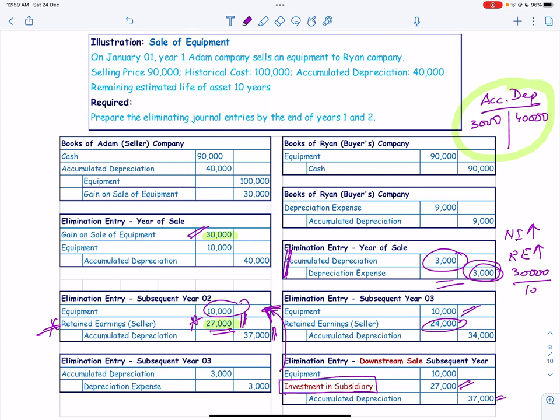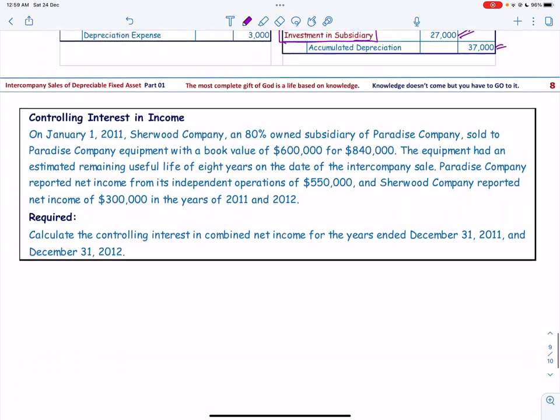So next let us solve an exercise on upstream sale of equipment.